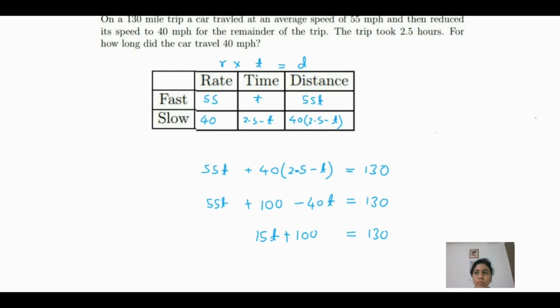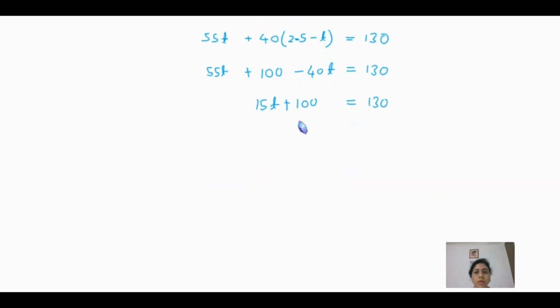Now what we will do, on both sides subtract 100. So 15t equals 130 minus 100, 30. And now on both sides divide by 15, so we get 2. 30 divided by 15 is 2. So the t value is 2.